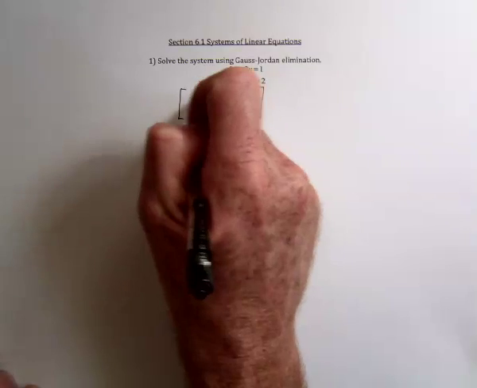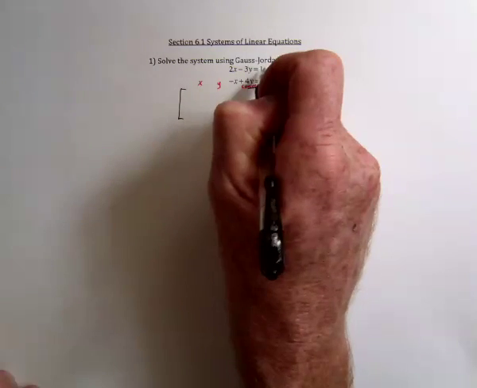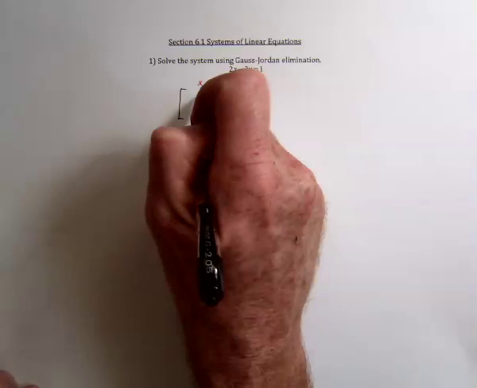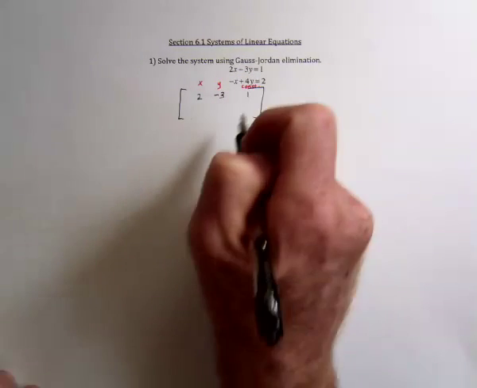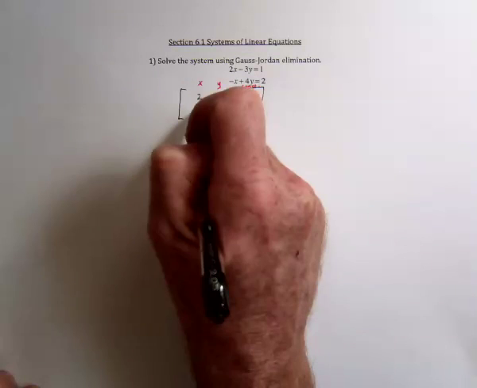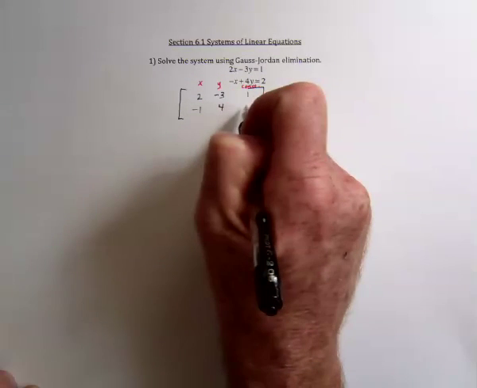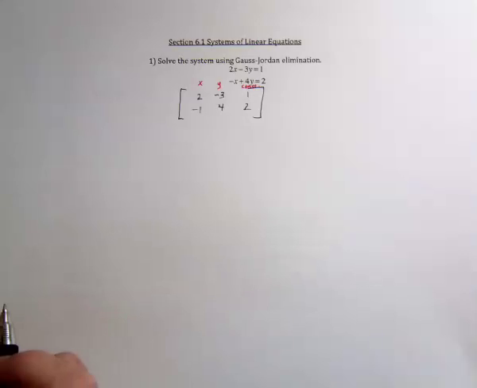So this first row is basically this equation without the x, the y, and the equals. So 2, -3, and a 1. And this one would be -1, 4, and 2. And now we're basically going to use the elimination method to solve for x and y. But we're not going to carry around the x and the y as we do it.